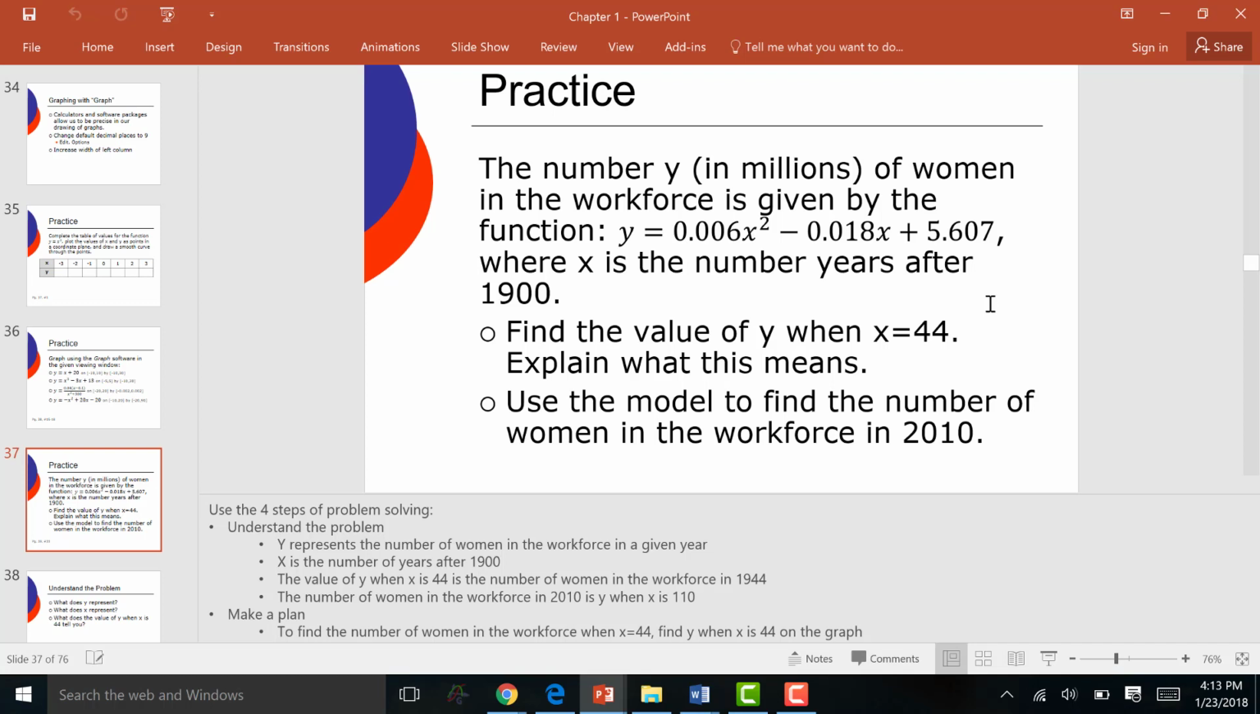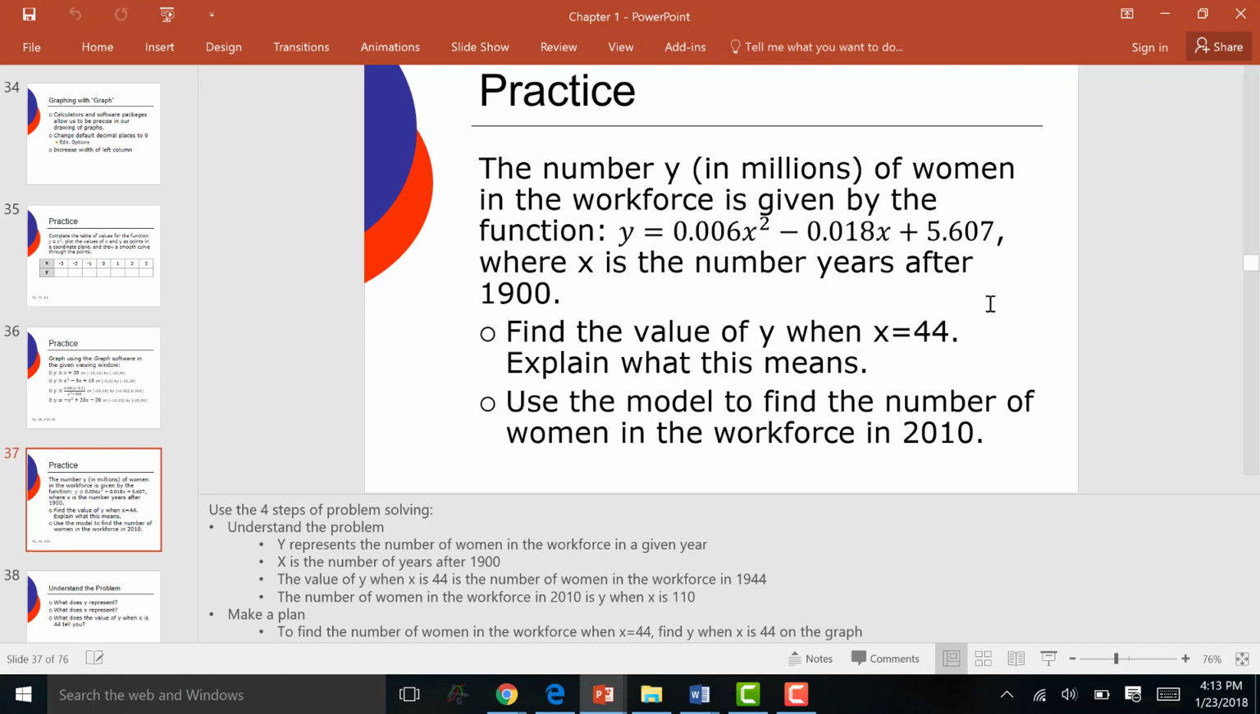It says use the model. When it says model, it means the equation that we created or that they gave us. They gave us a model that's modeling this information that we're talking about, and that's the equation that they gave you. So when it says use the model, it's talking about the equation. Use the equation to find the number of women in the workforce when?